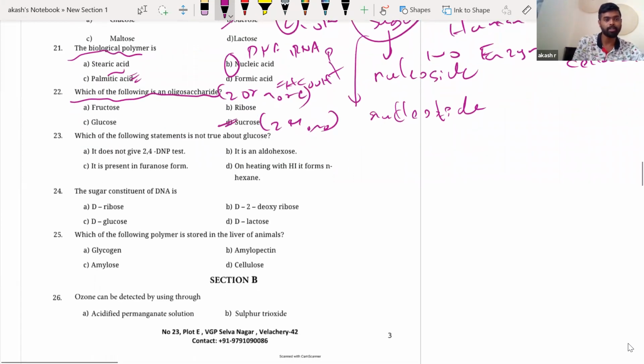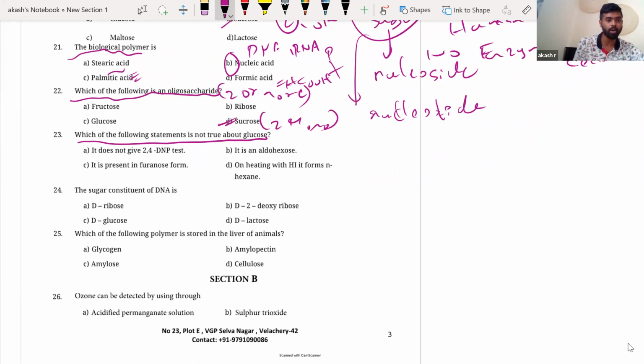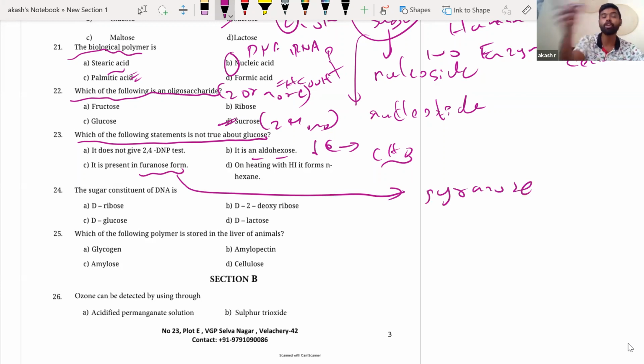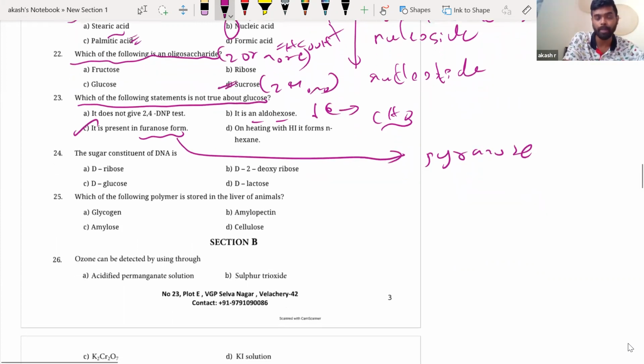Okay, next. Which of the following statements is not true regarding glucose? It does not give 2,4-DNP. Correct, right? That is why we go for cyclic structures. It does not give 2,4-DNP, so this is correct. It is an aldohexose. Yes, it has 6 carbons and it has the CHO. So aldohexose, fine. It is present in furanose form? No, it is present in pyranose form. Only for fructose we say furanose. For glucose we talk about pyranose. So this is not correct. So the correct answer to this question is option C, which is present in furanose form, which is not correct.